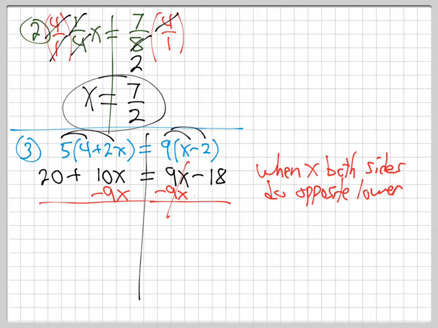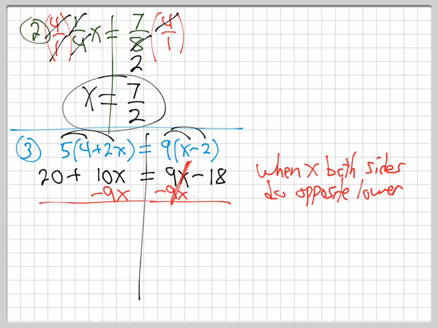So do you see what I'm doing there? I'm subtracting 9x from both sides. It'll cancel out the one on the right, right? That's how I get rid of the lower one.